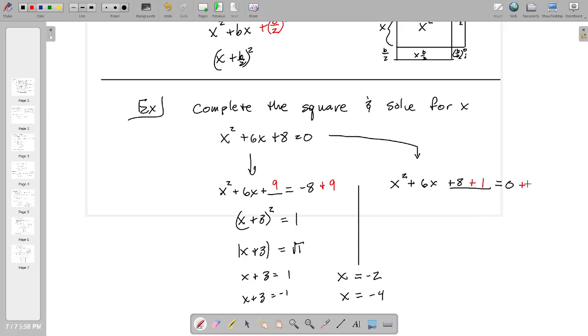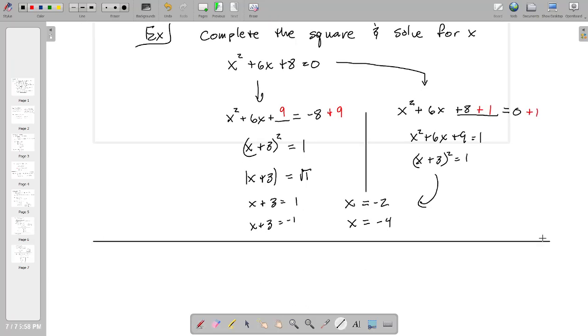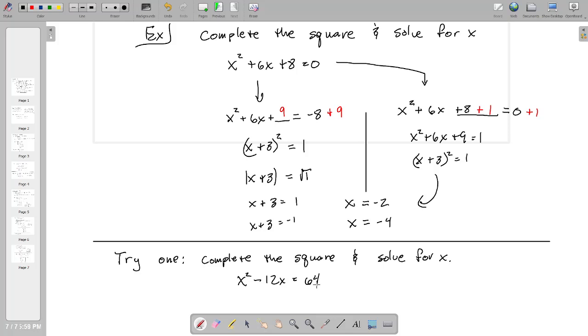Now I add 1 to the other side as well to keep the equation balanced. Then I end up with x squared plus 6x plus 9 is equal to 1, and we can factor from there. x plus 3, quantity squared is equal to 1, and then we have the same solution as we had before. All right, I want you to try one. Complete the square and solve for x. x squared minus 12x is equal to 64. Now you should get two solutions here. I'm just warning you.